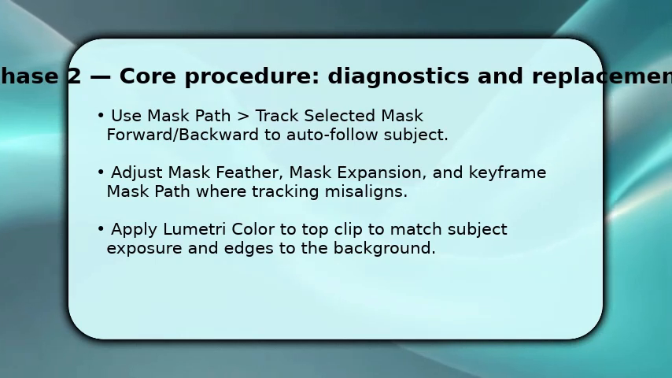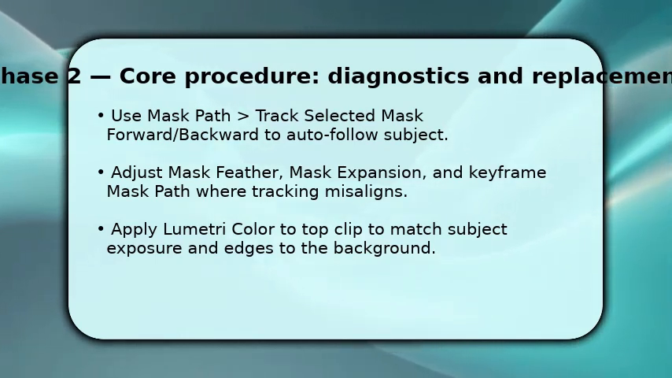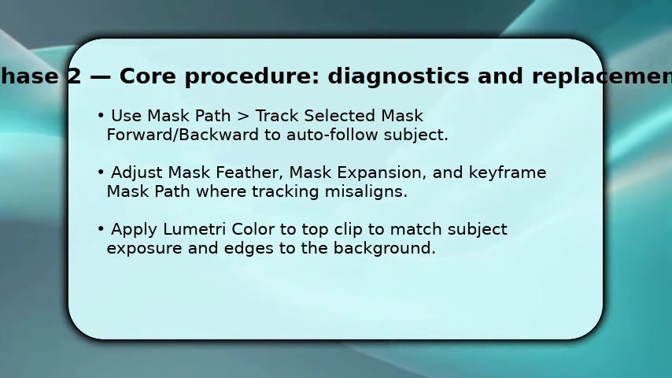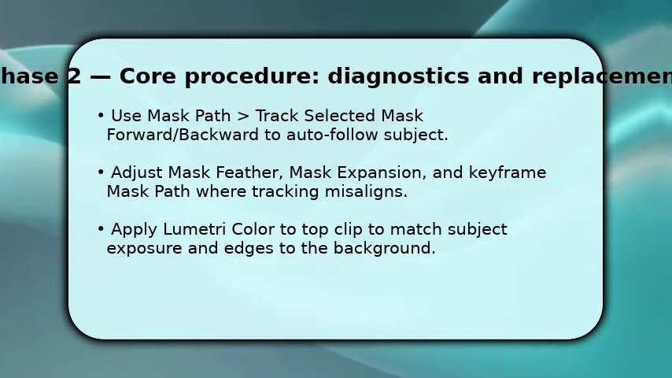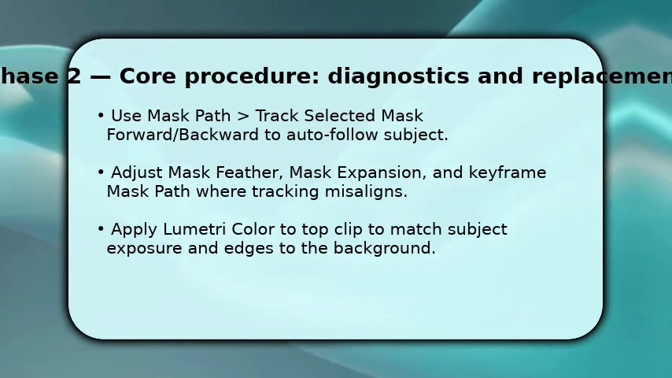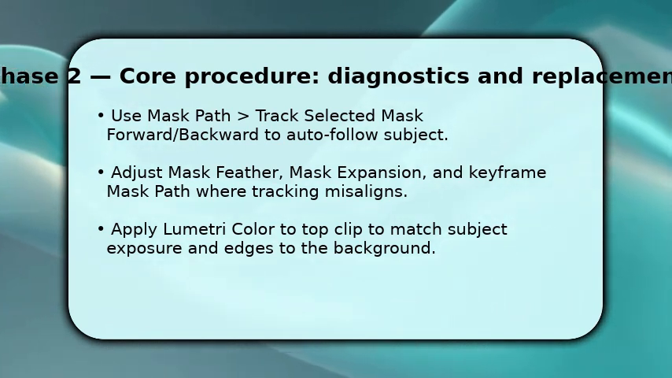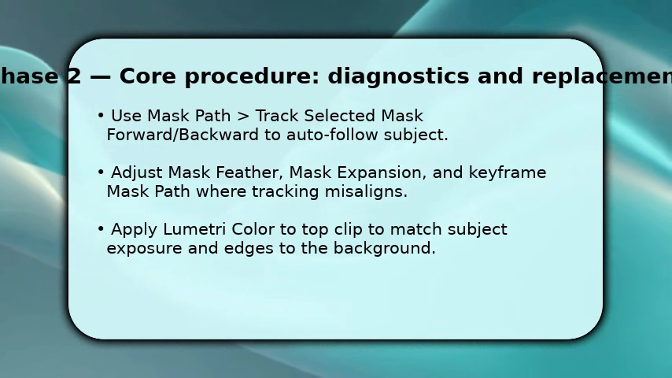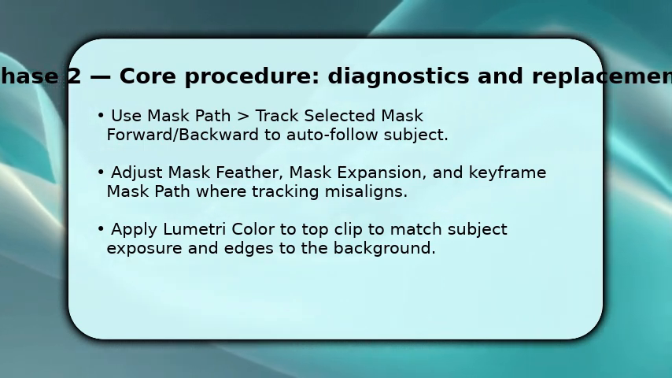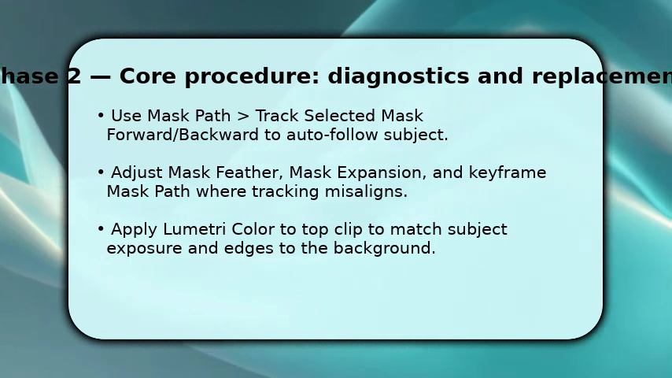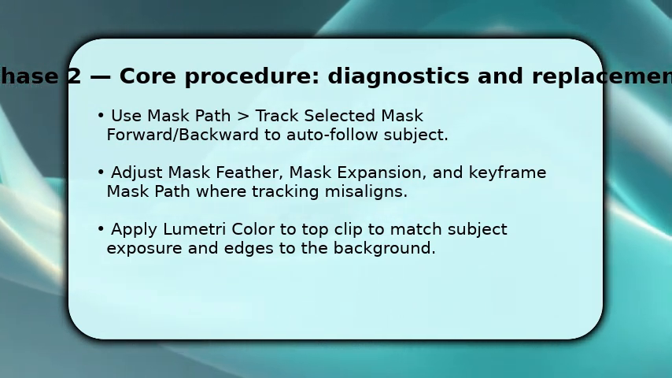Now refine motion and edges. Hit track selected mask forward and backward so Premiere auto-follows the subject. Watch for frames where the mask drifts. When it does, pause and manually add mask path keyframes to correct the shape. This preserves hair and limbs. Then tweak mask feather and mask expansion to soften or tighten edges.